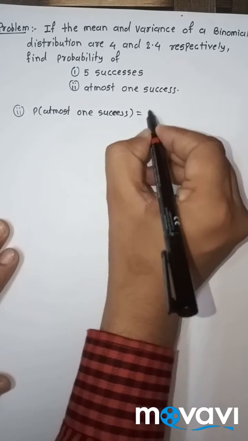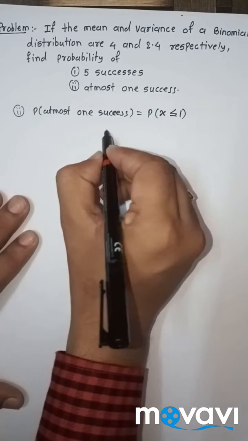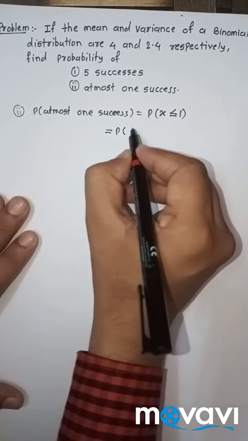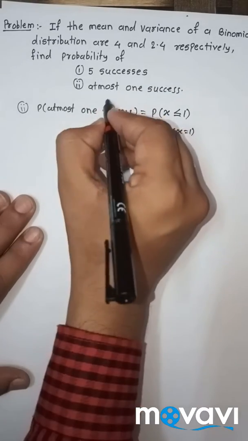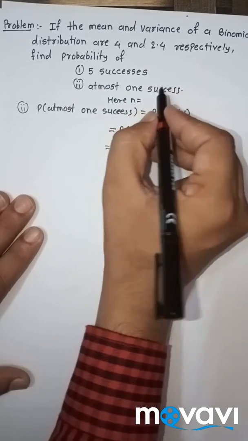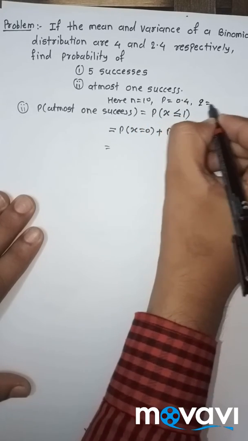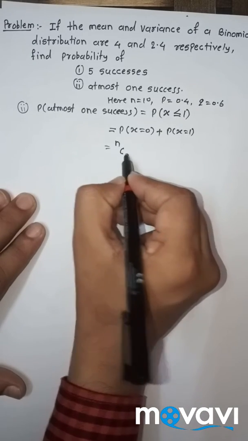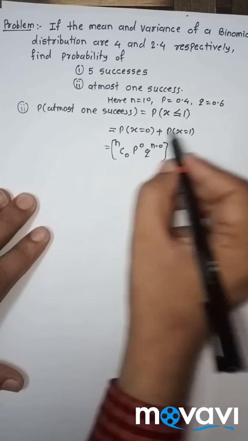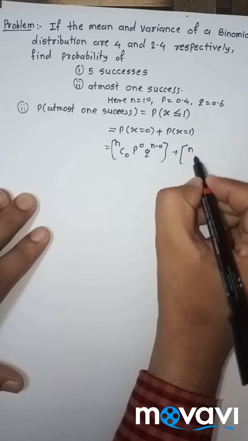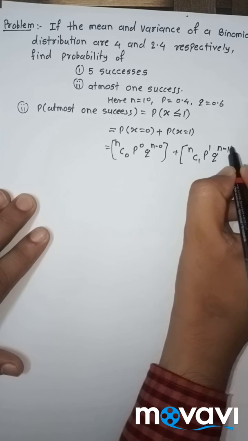Then second case, probability of at most one success. This is equal to P of x less than or equal to 1. This is equal to probability of x equal to 0 plus probability of x equal to 1. Here n is 10, p is 0.4, q is 0.6, nC0 p raised to 0 q raised to n minus 0. This is for P of x equal to 0. For P of x equal to 1, nC1 p raised to 1 q raised to n minus 1.